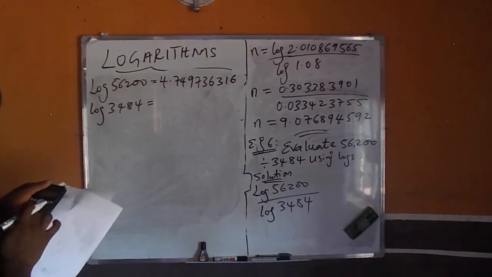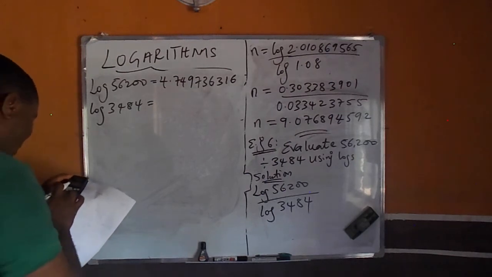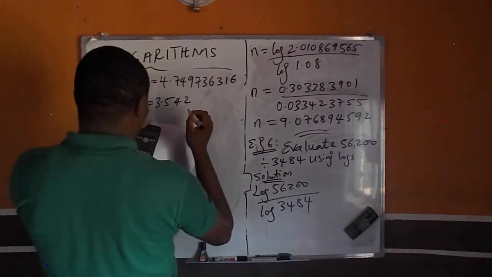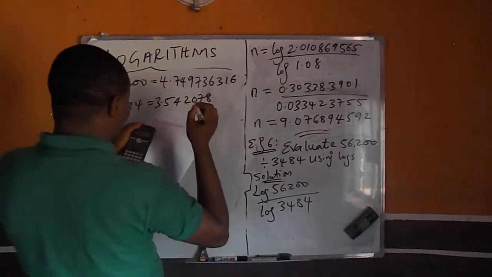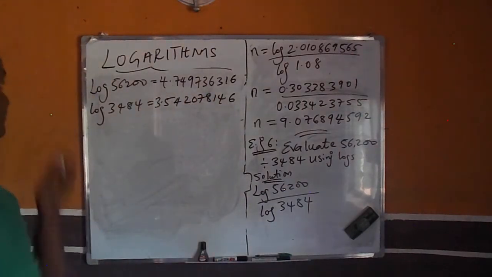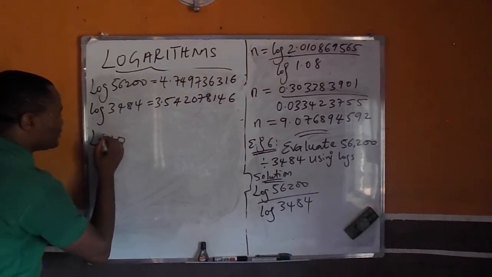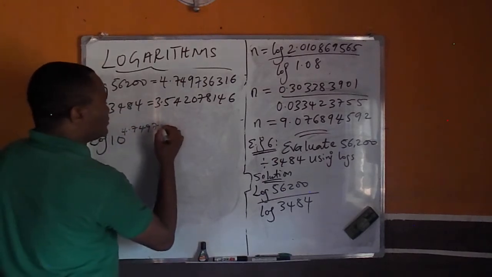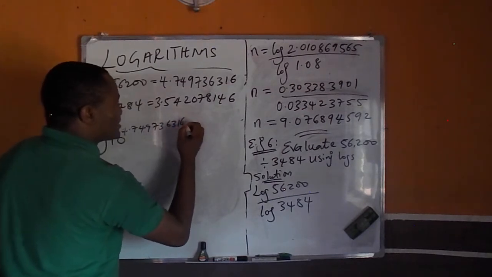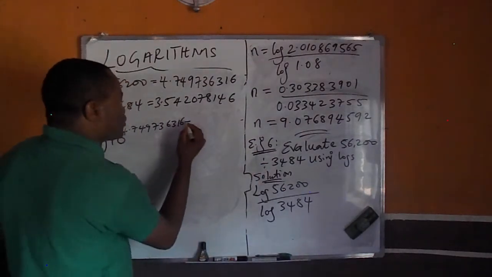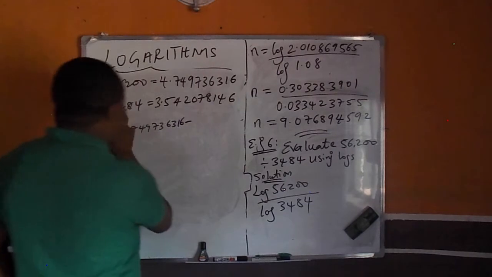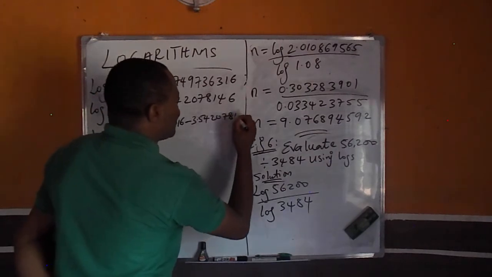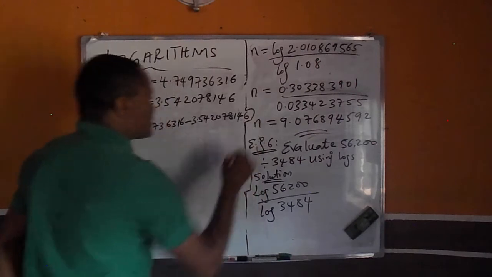Then log 3484 equals 3.542078146. Now we can say log 10, the answer we have here, 4.749736316. Now the division sign should change to minus the log of 3484, which is 3.542078146.